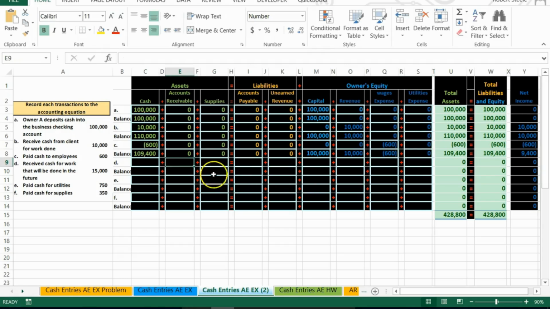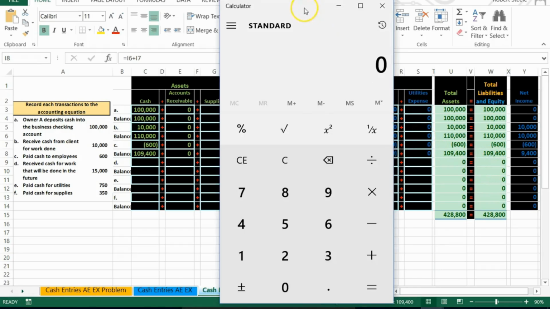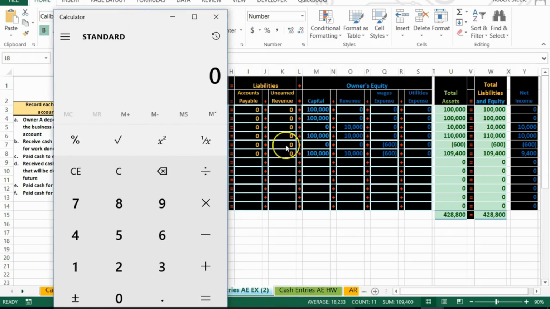Now if we look at our ending balance, we could see that if I highlight these, the assets added up to 1094, 1094. If I add up this side, liabilities and equity, that adds up to 1094, 1094. If we were to add that up in a calculator, note that we have a negative sign there. So if I'm looking at this side of the equal sign, of course it's 0 plus 100,000 plus 10,000 minus 600, because that's a negative number. That's the 1094, the 1094.